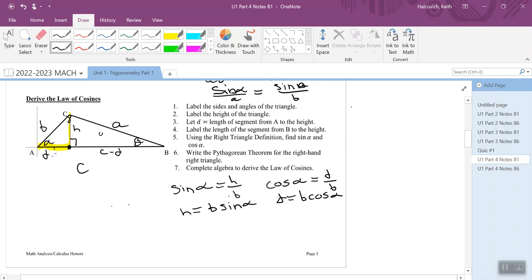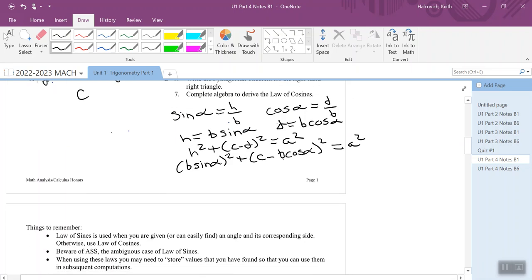So now we're on step 6, where it says using this right-hand triangle, Pythagorean theorem, so h squared plus c minus d squared is equal to a squared. We know h is b sine alpha. We know d is b cosine alpha. So now we can solve using the Pythagorean. We can just do some algebra here. We got b squared sine squared alpha plus, and then when we FOIL, we got c squared minus 2bc cosine alpha plus b squared cosine squared alpha equals a squared.